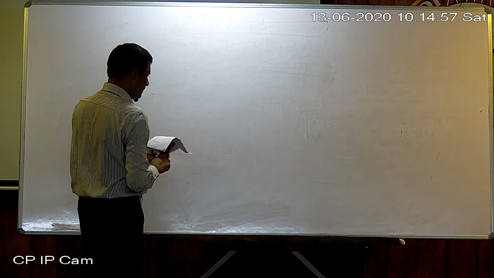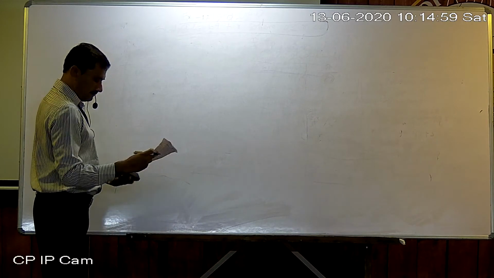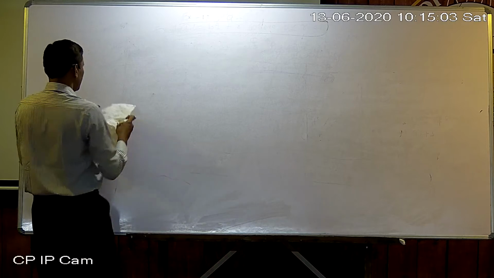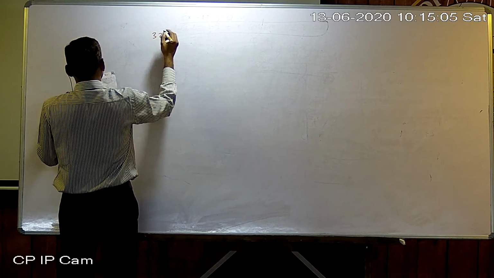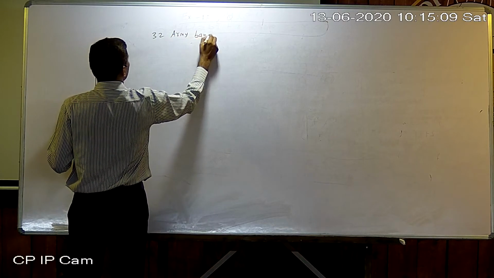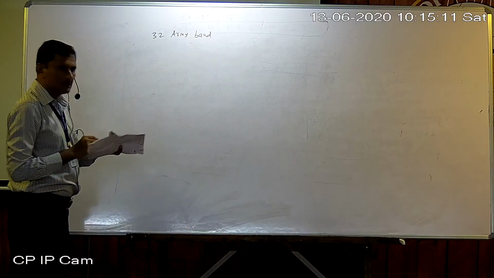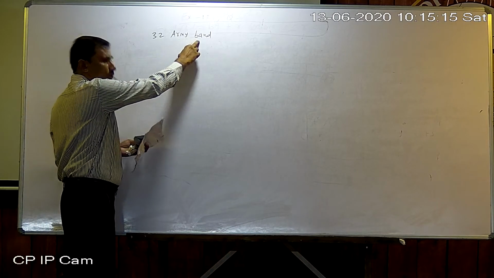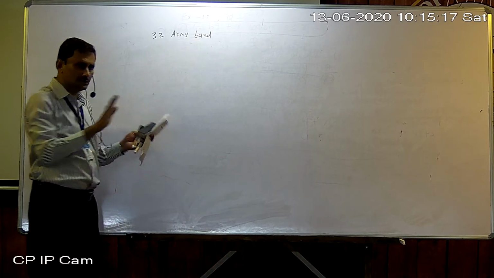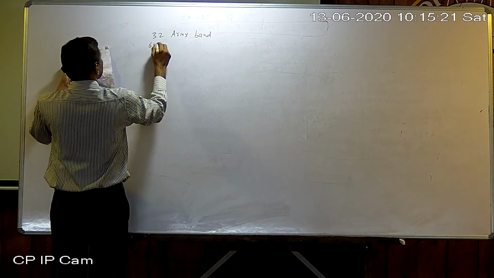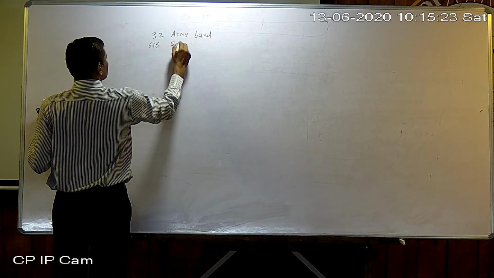There is a march past, and in that there are a total of 32 army band members, who are in the band group. So they are not soldiers, suppose. Then 616 are other members, suppose soldiers.